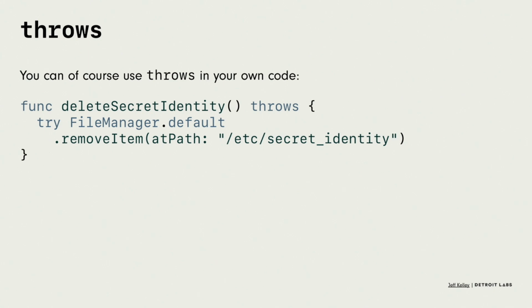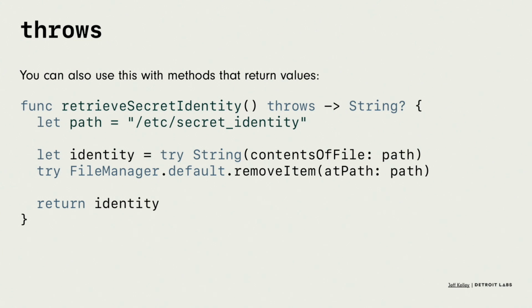Now, it is useful to be able to write this in our own code. I can put throws at the end of this method, and then anyone who wants to call delete secret identity has to call it with try. And in fact, I could have multiple methods that change. So this thing throws, we're not doing any do catch here. We're just going to try, and then because this method throws, if that thing fails, it'll pass it back to whatever called this method originally. So we can just keep going and nothing happens.